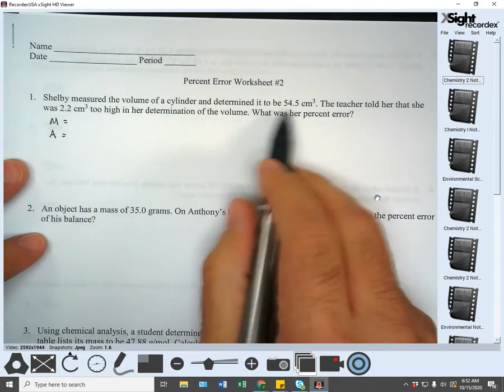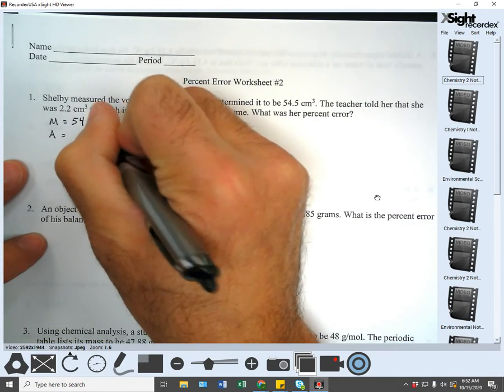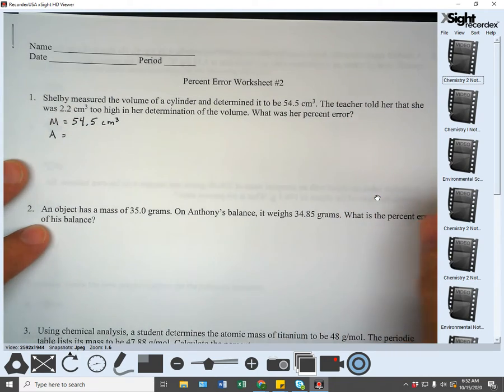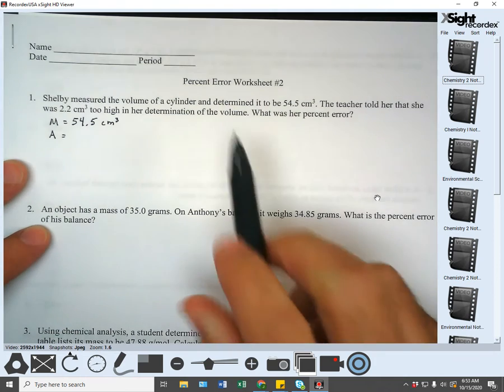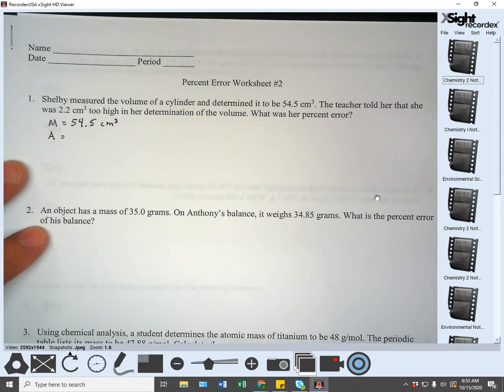Measured the volume of a cylinder and determined it to be, so that's my measured value, 54.5 centimeters cubed. Now, you have to be careful because a lot of times students will get in a groove doing problems, and they won't even read the problem. They'll just take the numbers and throw them in where they think they go. You really have to read the word problems, especially in science, because they might not be giving you everything straightforward and just the numbers you need. They might give you numbers you don't need. They might give you ways to figure out numbers you need.